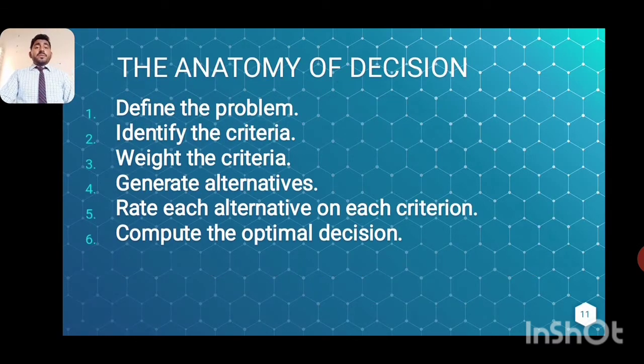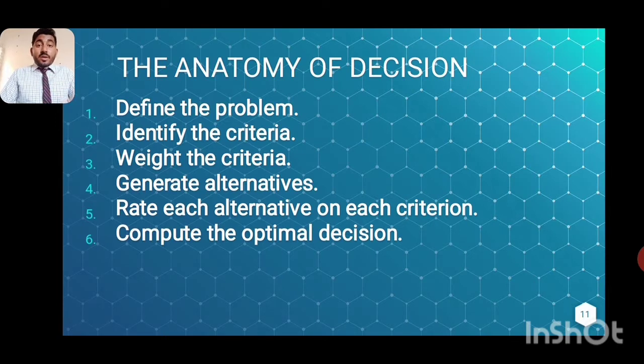The anatomy of decision: define the problem. For instance, there is one problem in Pakistan: why is the poverty ratio increasing? We have to define it. An example can be that the number of children born day by day is increasing. That's why people are not able to feed them.